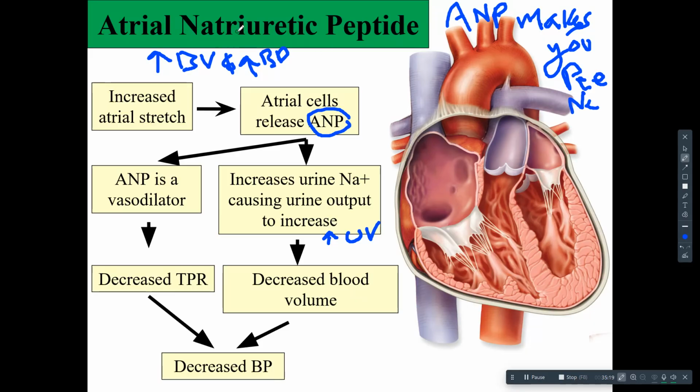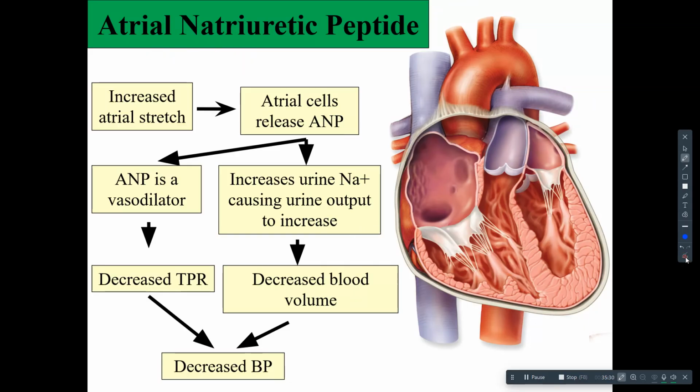The natri part here means sodium. The uretic part here means urine. So natriuretic has to do with sodium and the urine. All right, beautiful. This is a blood pressure and blood volume lowering chemical here. We had some increasers previously. Nice to have a lowerer.